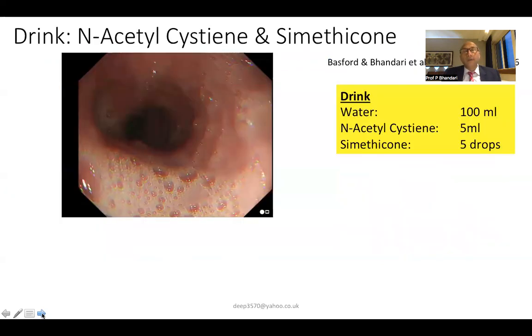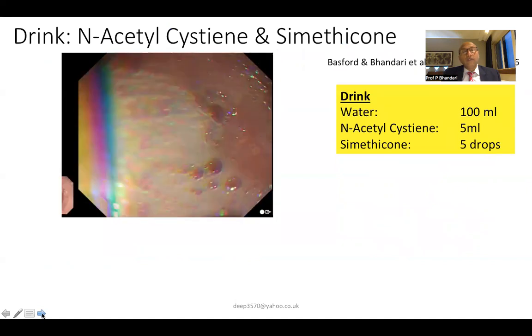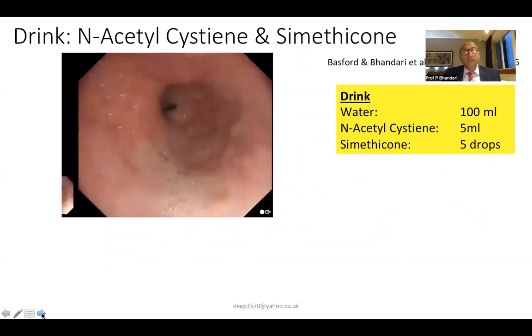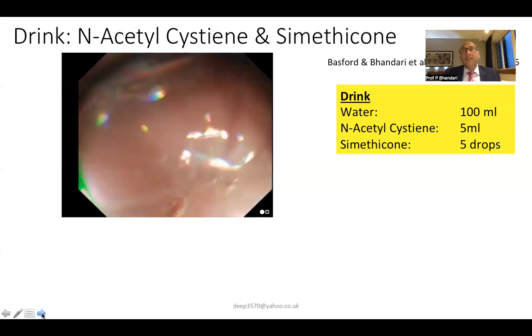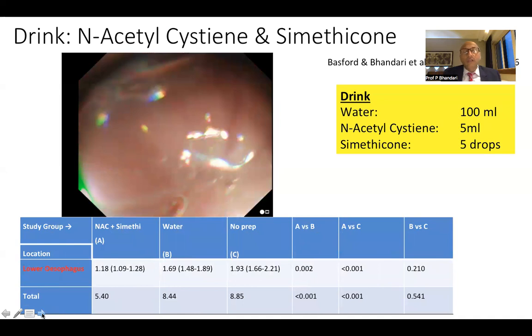In order to fix the problem, well, we need to start with the basics. You see here, most of the time, stomach and esophagus looks like this, with mucus, with bubbles, with saliva. There's no chance of any imaging technology to work, and we will miss lesions. So in Portsmouth, we routinely use a drink with 100 ml of water, 5 ml of N-acetylcysteine, and a few drops of simethicone. We've done a randomized control trial where we've shown that in every part of the upper GI tract, lower esophagus, stomach, everywhere, the mucosal visibility increases if you use this drink. And there are a few other trials showing exactly the same. And this is the standard for our practice. And I would suggest that everyone should be using it.